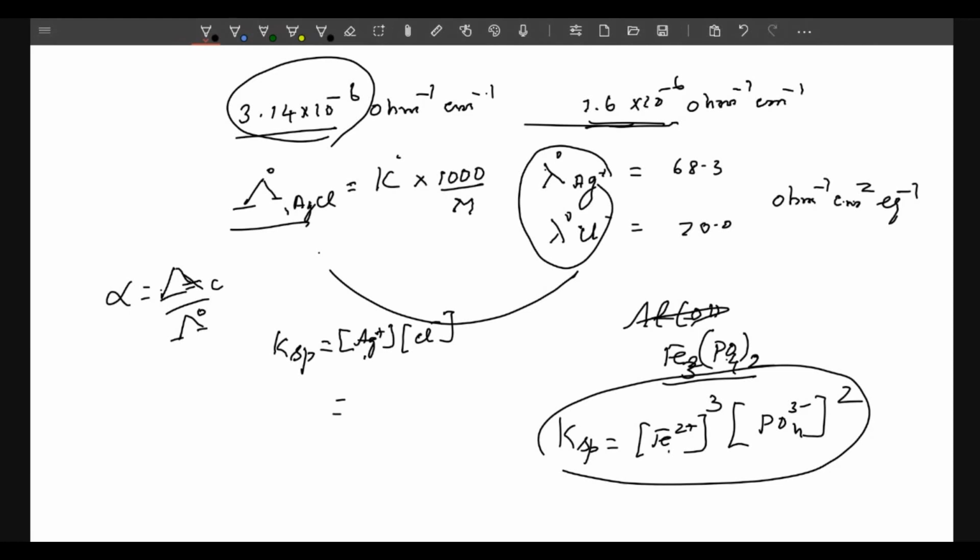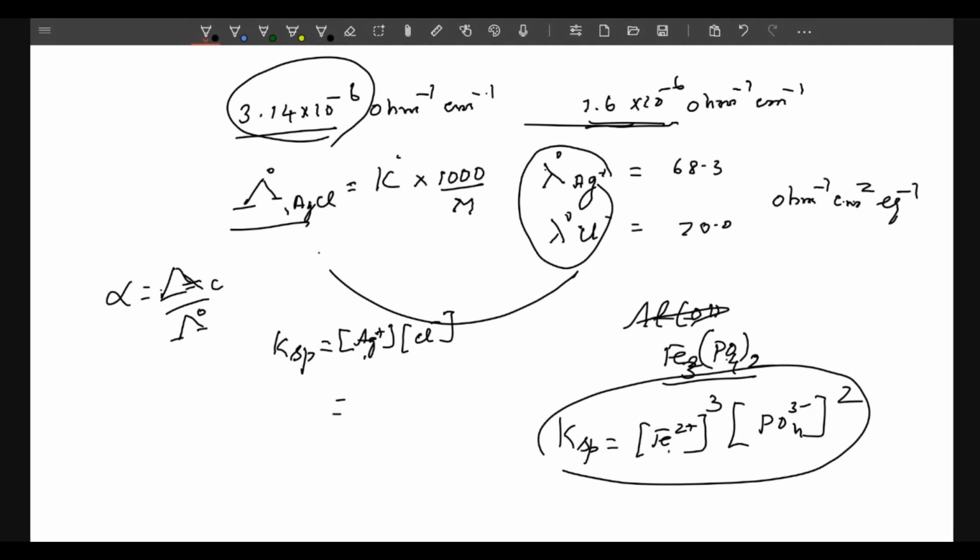Then we go for the ionic mobility, then the limiting law method, and then finally the conductometry. Tomorrow, not tomorrow, the next class on Thursday. On Thursday, I will finish this electrochemistry. And until then, you search for one thing.